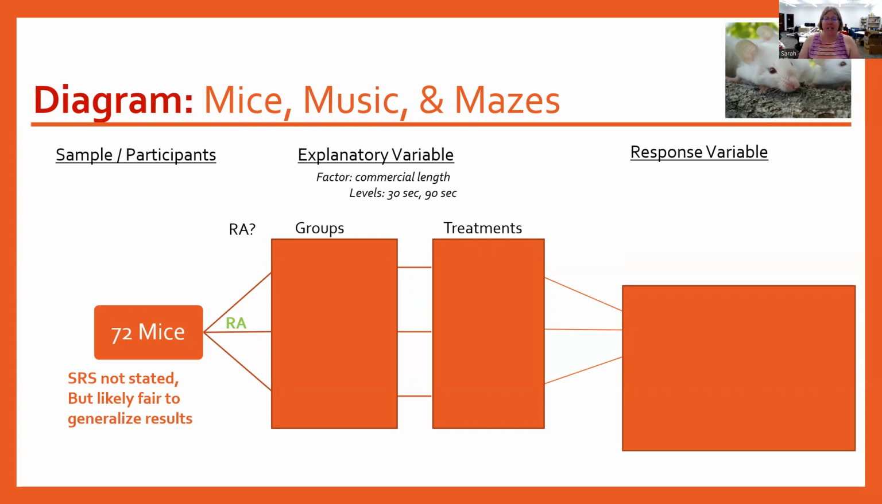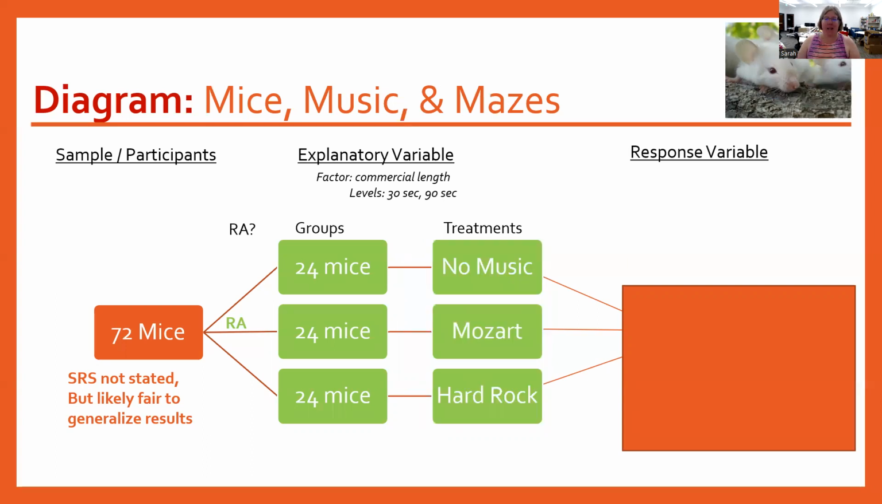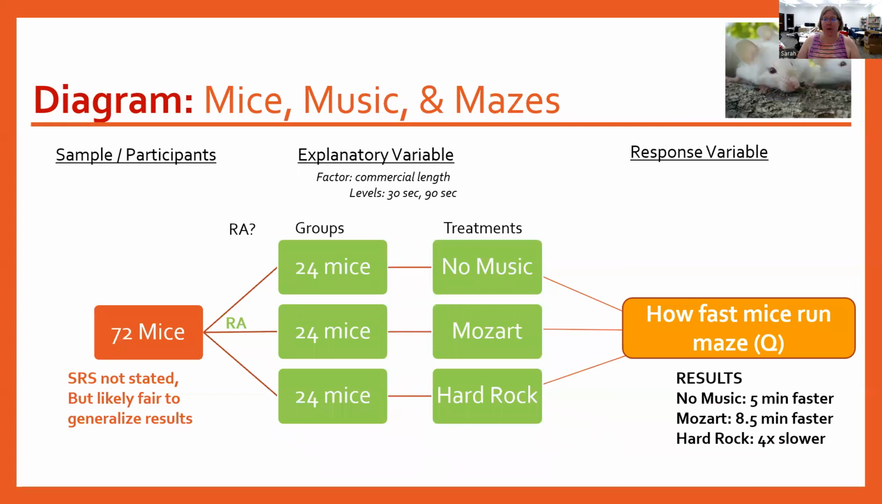The story did tell us that they randomly assigned the mice to 3 groups. So if I take 72 and divide it by 3, I'm going to get 3 groups of 24. So I have 24 mice in each group, and they're randomly assigned. And then one group is going to get hard rock, one group is going to get Mozart, and one group is going to have no music. And then our comparison here, our response variable, is how fast the mice ran the maze. Right, so there is our first diagram that we've drawn together for just our basic randomized comparative design.